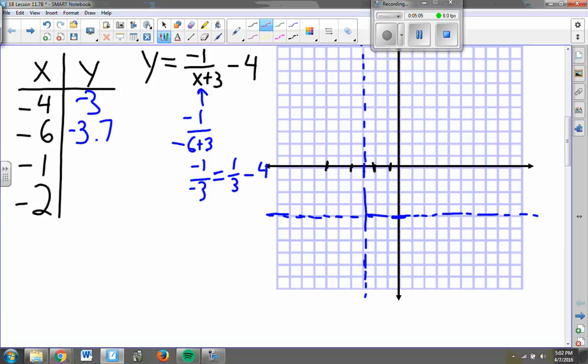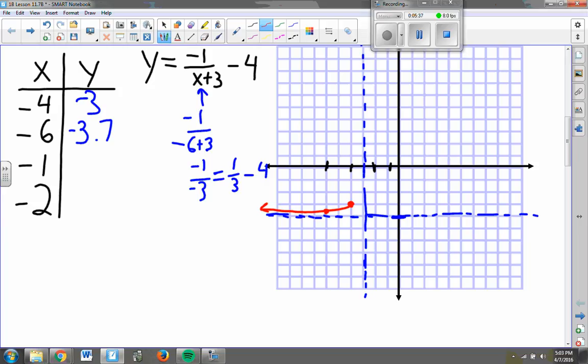Then I'll go to the right side of my asymptote and plot those points as well. But at negative 4, here I should be at negative 3, which is here. And then at negative 6, I should be at negative 3.7, which is getting pretty close to my asymptote. And what you'll find if you do more points is that it continues to get closer and closer to the asymptote right there as we go to the left. It's closer and closer, but it can never actually touch.